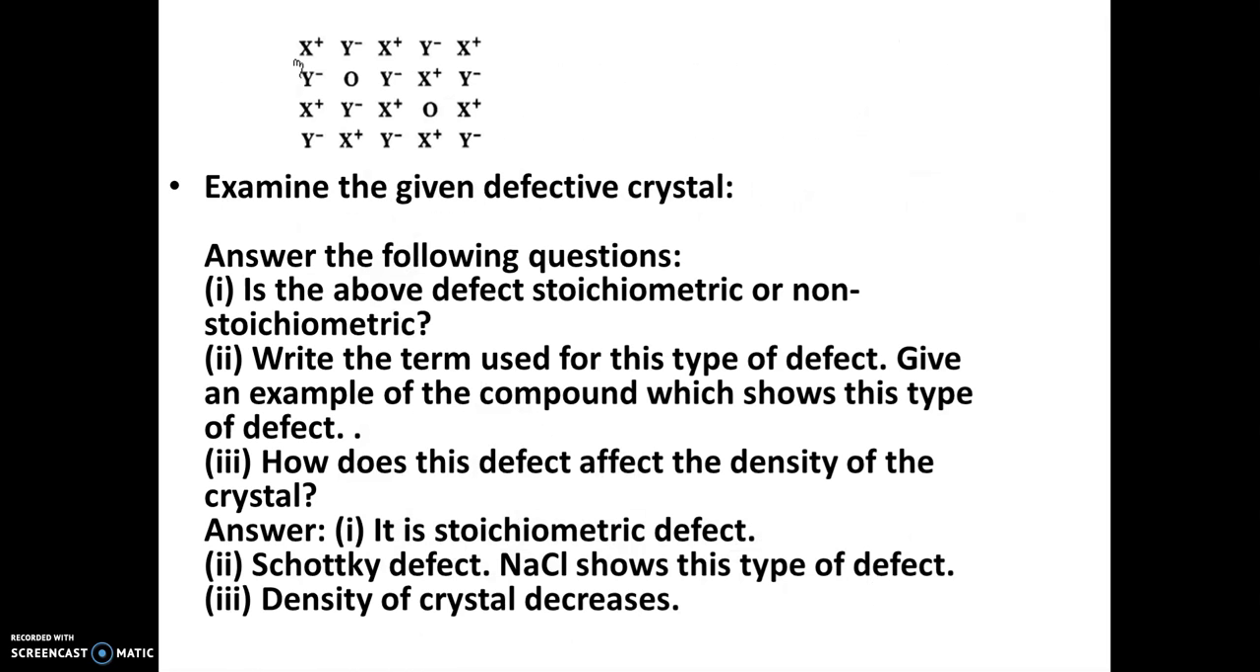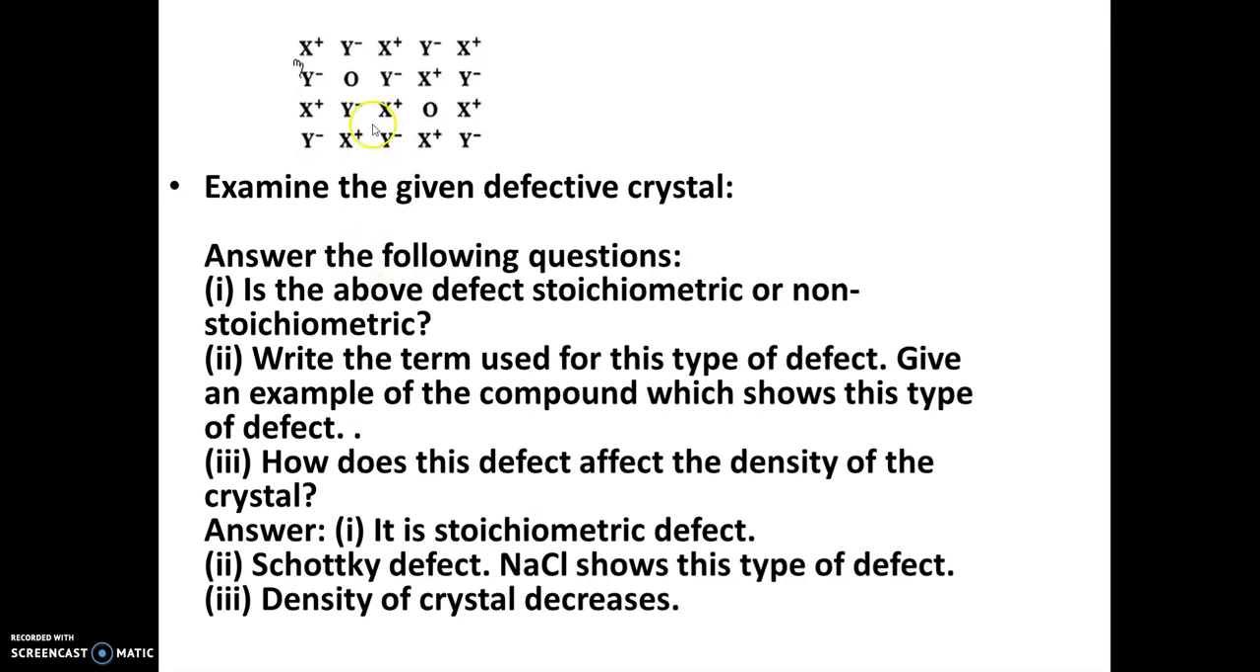This is another type of question. They'll give a structure or image, and based on that, they will ask certain questions. This type of question we can call case study questions. So here you can see an image. Is the above defect stoichiometric or non-stoichiometric? Write the term used for this type of defect. Give an example of a compound which shows this type of defect. Such types of questions you can surely expect.